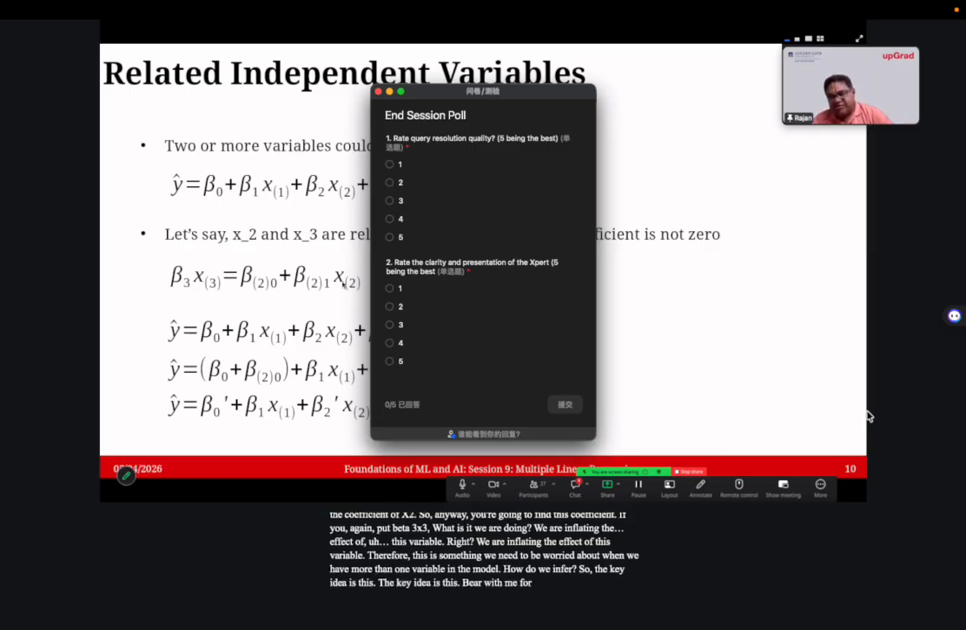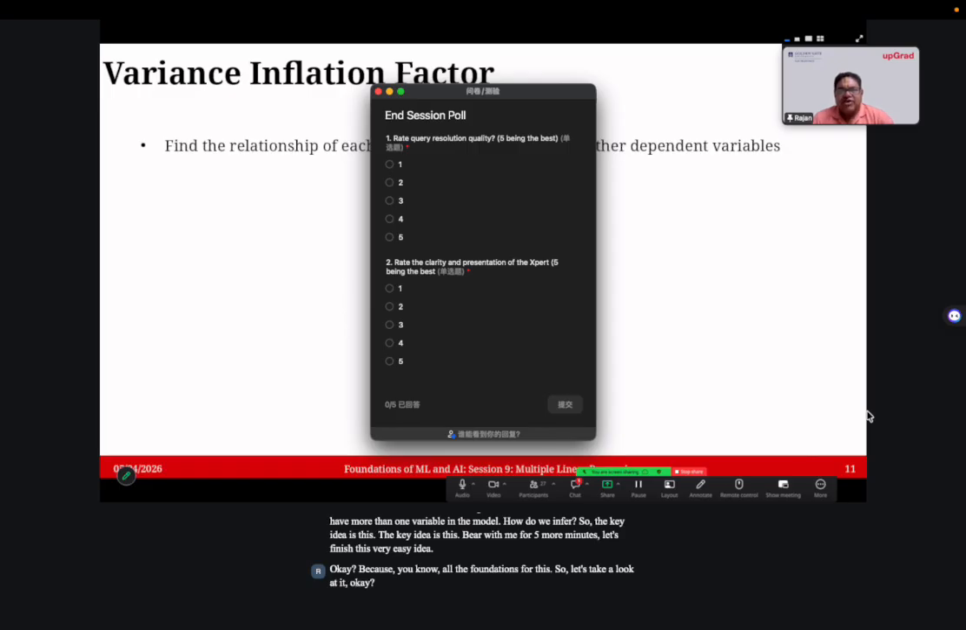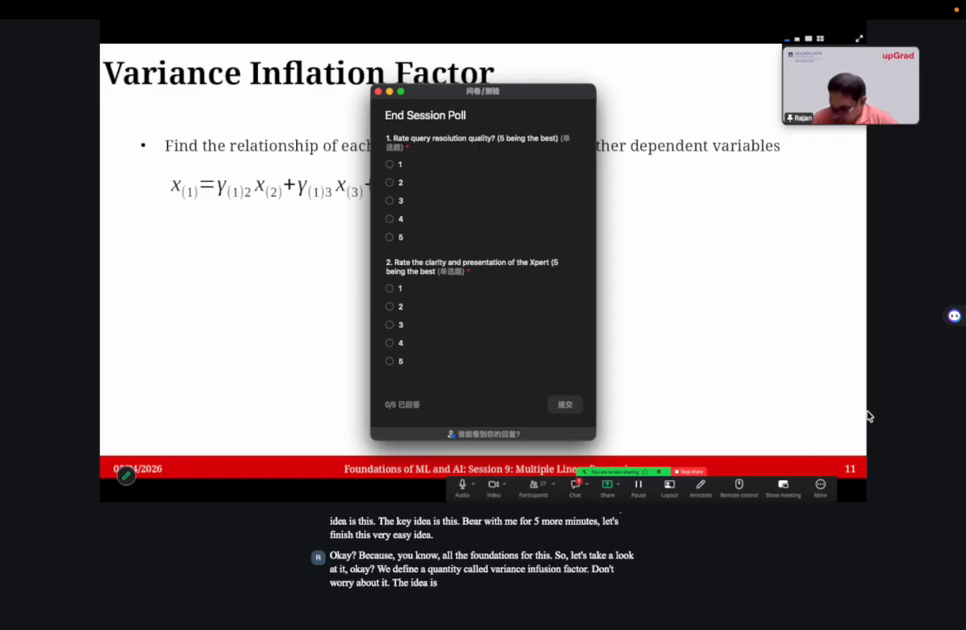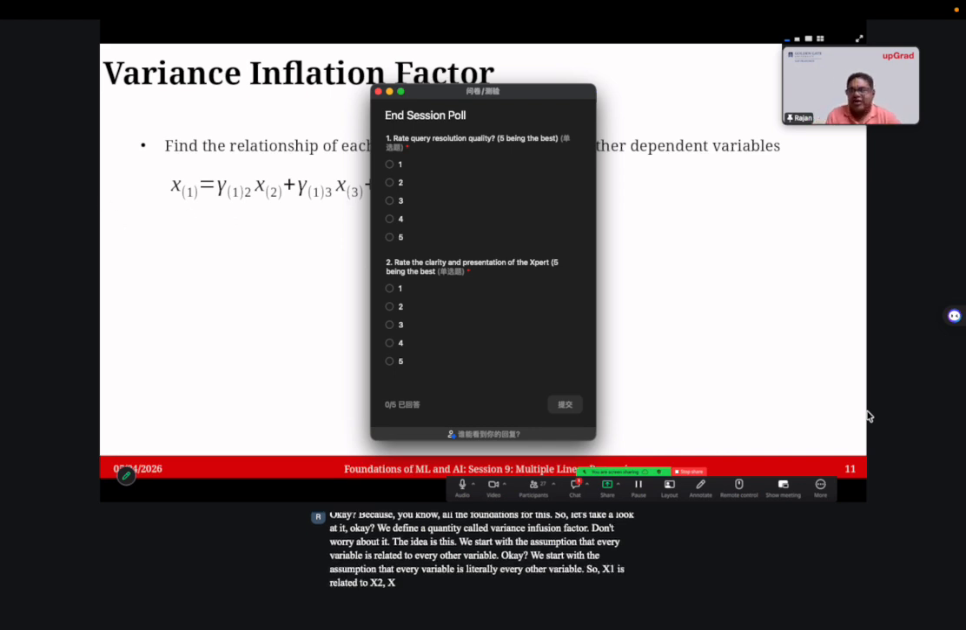Bear with me for 5 more minutes. Let's finish this. It's a very easy idea, because you know all the foundations for this. So let's take a look at it. We define a quantity called variance inflation factor. Don't worry about it. The idea is this. We start with the assumption that every variable is related to every other variable. So x1 is related to x2, x3, x4, xk. x2 is related to x1, x3, x4, xk, and so on and so forth.